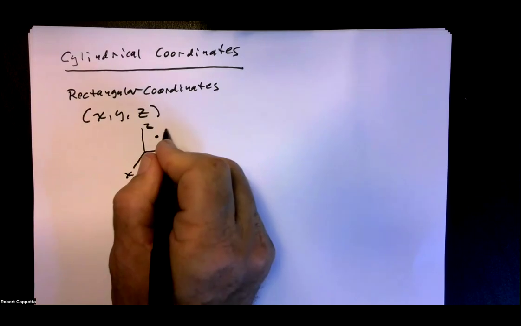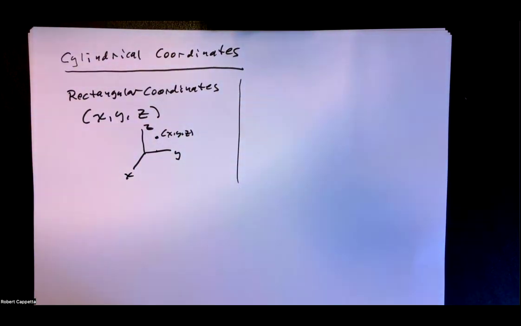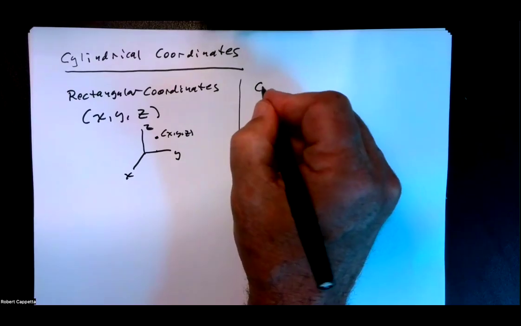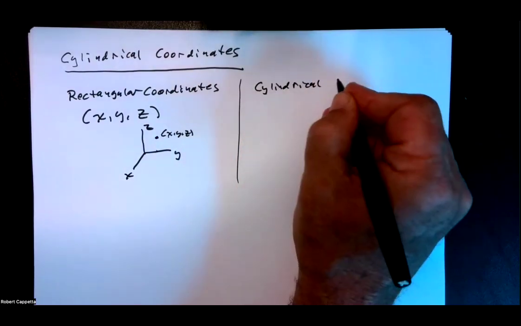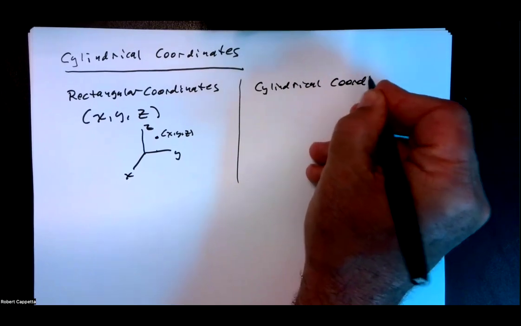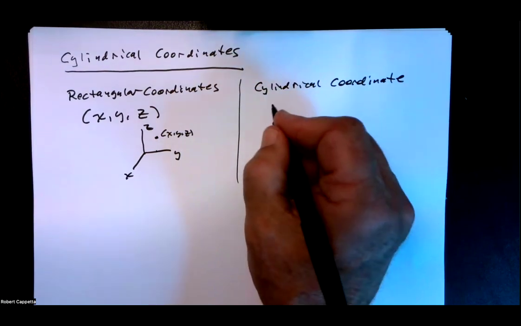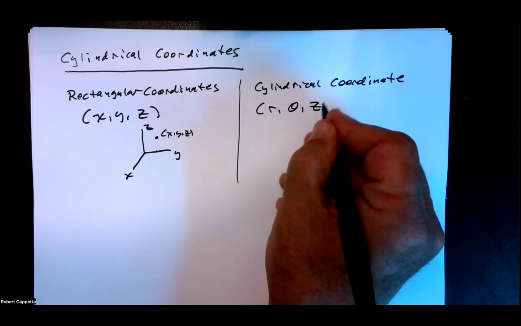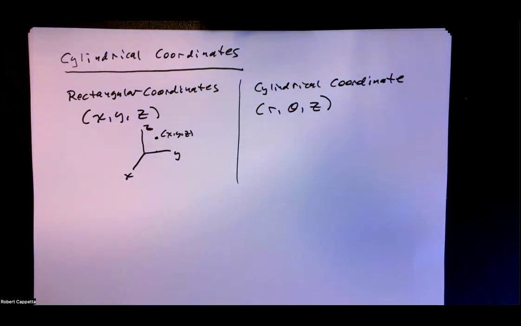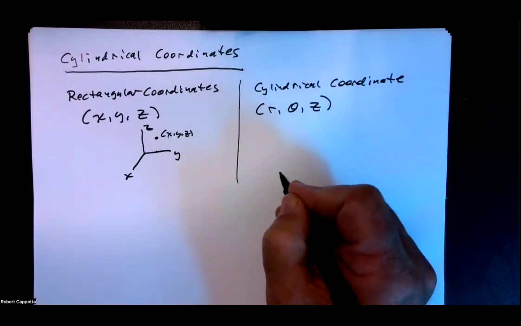And we pick a point, we can label it x, y, z, depending on how far it is in those directions. But cylindrical coordinates are based off of polar coordinates. So let's remind ourselves how those work. Cylindrical coordinates are not x, y, z, they are r, theta, z, where r and theta are the same as we used in polar coordinates.